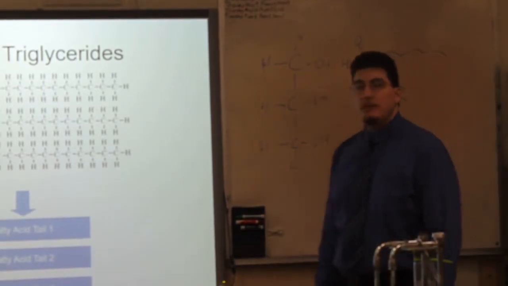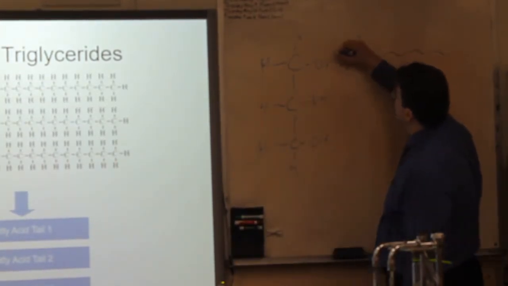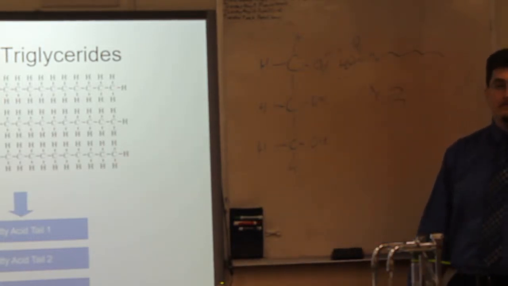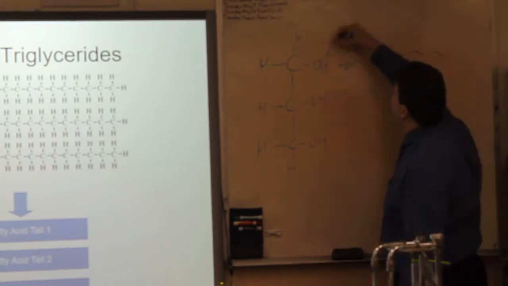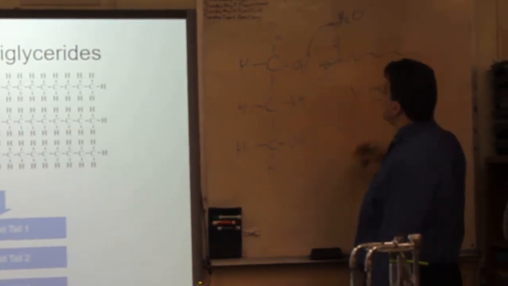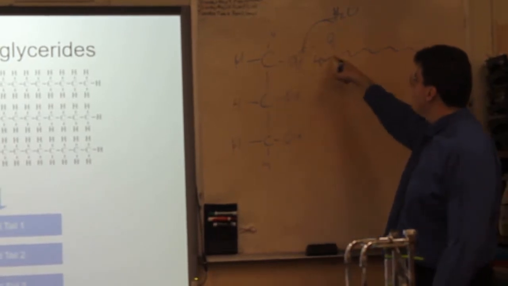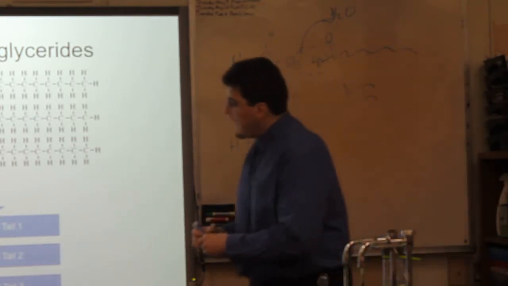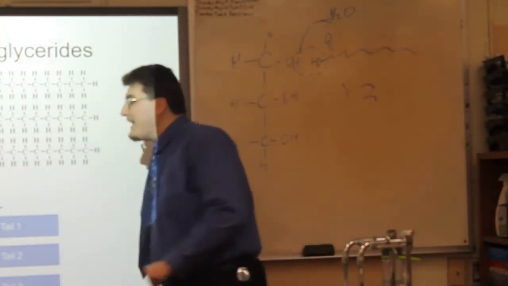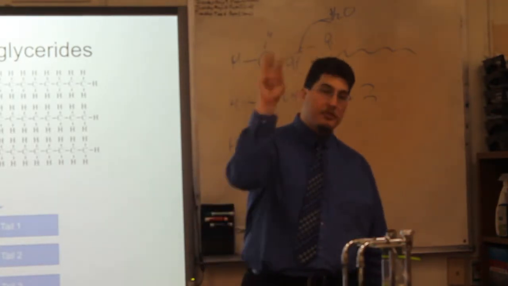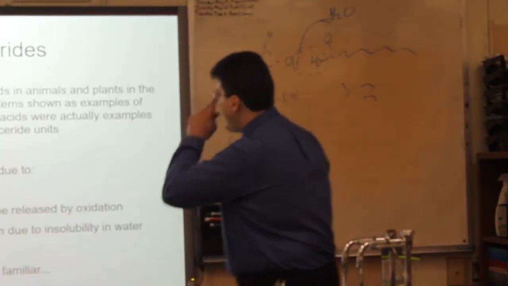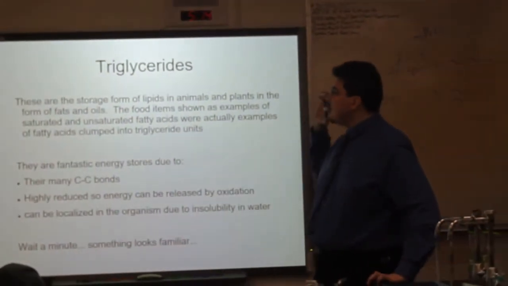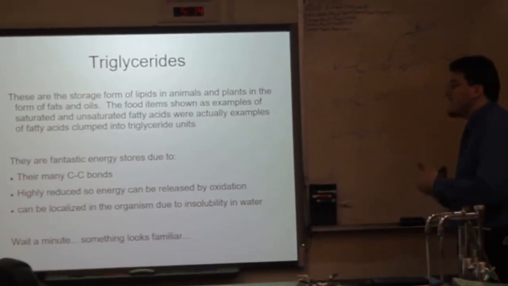Does this look familiar to you? I certainly hope it does. Condensation reaction will form this. It will be formed by a condensation reaction. Water will leave and you will be left with a carbon-oxygen-carbon bond, an ester, forming a fatty acid. A glycerol with 3 fatty acid tails. This will happen 3 times, you'll get 3 waters. Now, triglycerides. These are the storage forms of lipids in animals and plants in the forms of fats and oils.